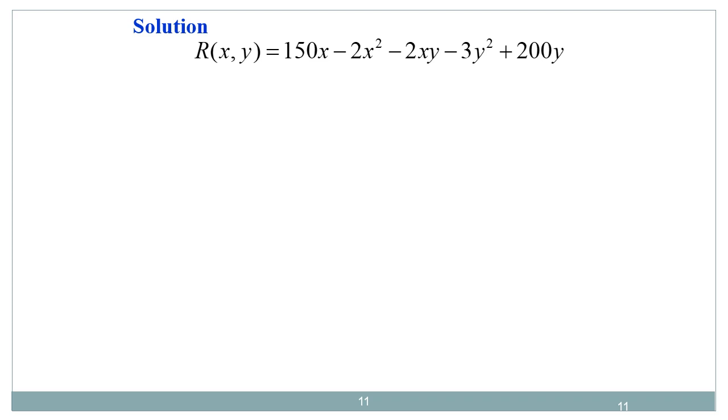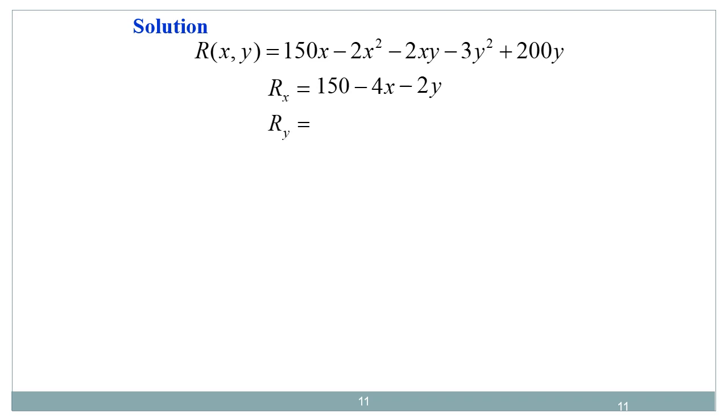So how to find the maximum stationary point? The first step is to find the function sub x and function sub y, so R sub x and R sub y. What is R sub x? Differentiate all of this partially with respect to x. For the first term we have 150, the second term negative 4x, the third term negative 2y, and 0 and 0. So this is R sub x.